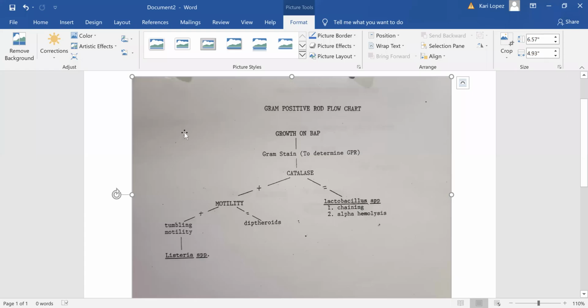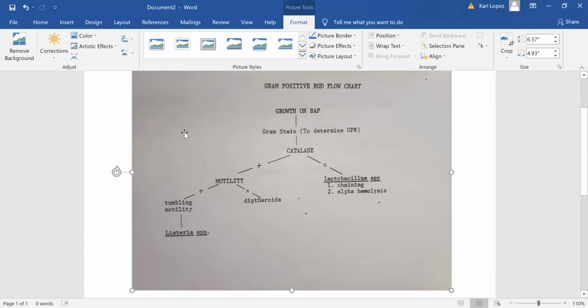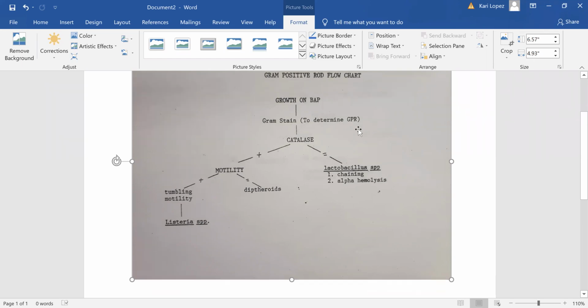Okay, so here's a gram-positive rod flow chart. If you have growth on the blood agar plate, then you do a gram stain. And then if it's determined that it's a gram-positive rod, then do a catalase test. If it's negative, it'll be some kind of Lactobacillus species.